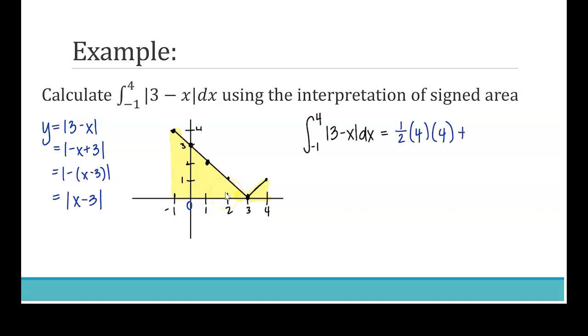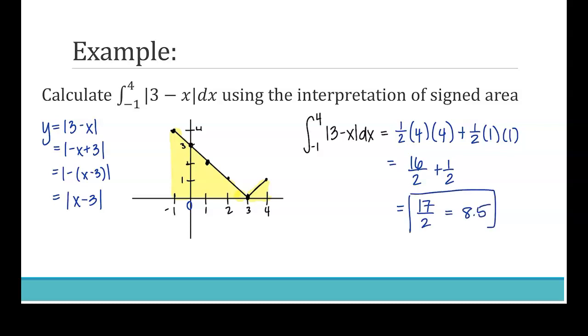And then plus, so we're not going to subtract because we're not below the x-axis. We're going to add this other triangle, which is 1/2 a base of 1. The distance between 3 and 4 is 1. And then the height of this triangle is 1. So we just add those two together. So here we get 16 over 2 plus 1 over 2. So we end up with 17 over 2 as the exact area, or if you prefer decimals, 8.5. And again, we knew the value was going to be positive because all the area was above the x-axis.